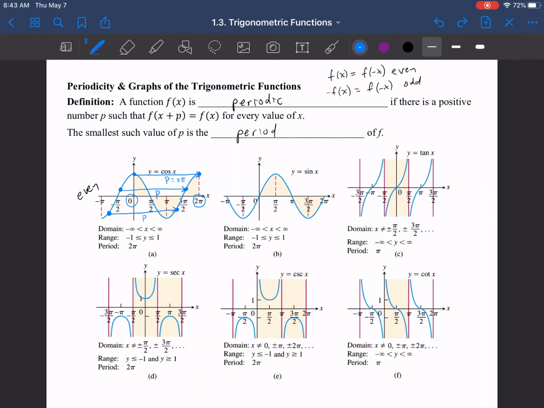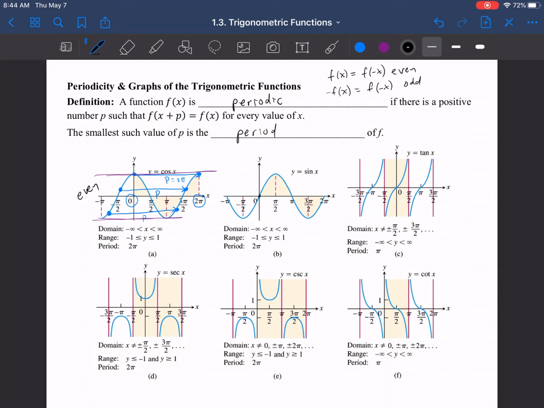Okay? So the domain of this function is negative infinity to positive infinity. We can plug anything we want into it. But the range, you notice it never gets below -1. It gets down to -1, but never gets below it. And it goes up to +1, but never gets above it. So our range is between -1 and +1. Okay, looking at the next one, this is sine.